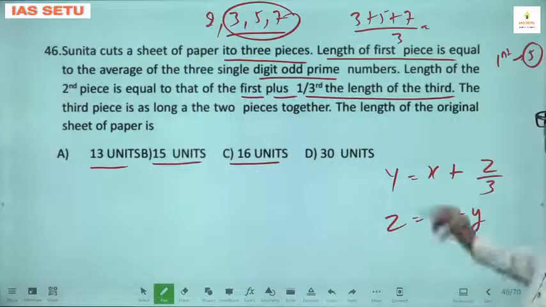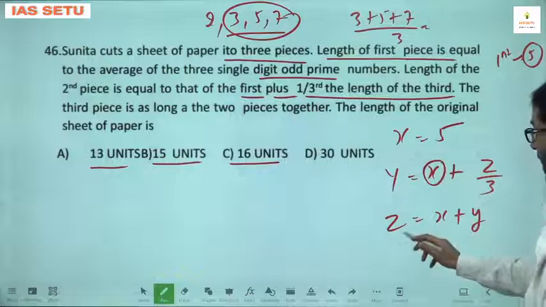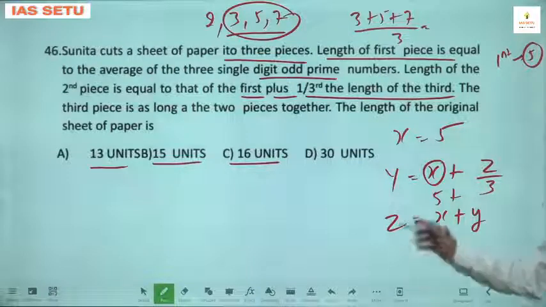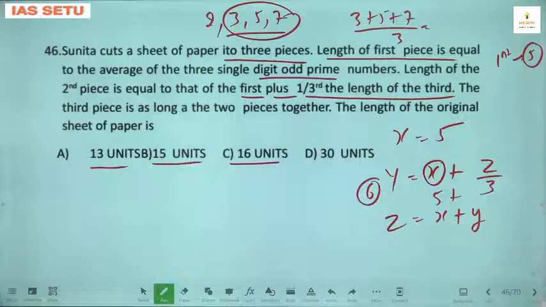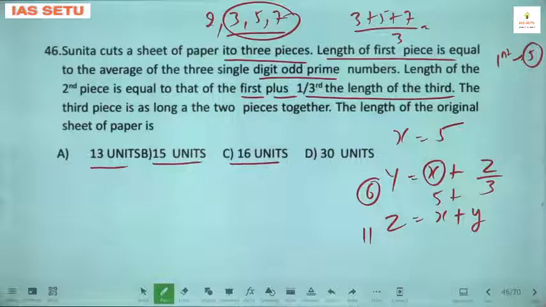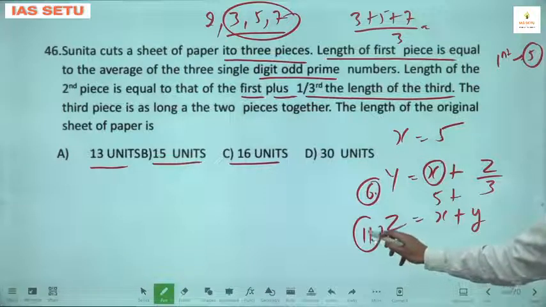Shortcut. So x is 5. Y is x plus z by 3, so it is 5 plus something, more than 5. For example, I assume y is 6. It has to be more than 6 actually. So what will be z? Z will be 11, minimum 11. So 5 plus 6 is 11, plus 11 is 22.